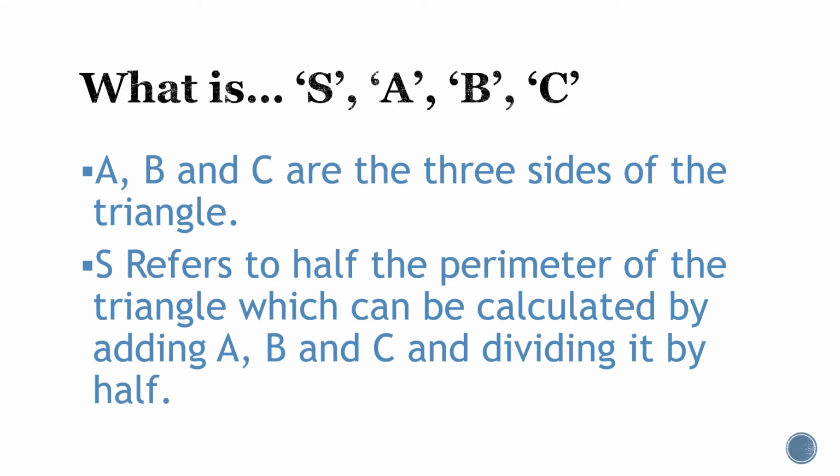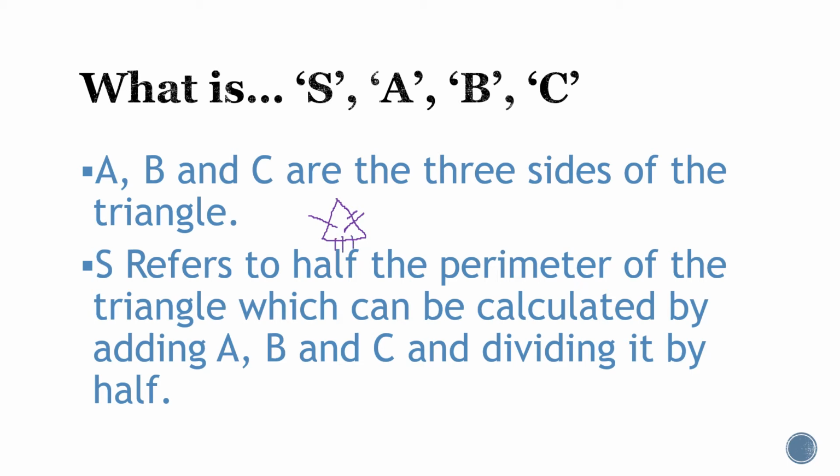Now, as you saw in the previous slide, there was an S, an A, B and a C, which were representing the formula. Let me tell you what they mean. A, B and C are the three sides of the triangle. For example, I'm drawing this triangle over here. So if you can see, this is side A, this is side B, and this last one is side C.